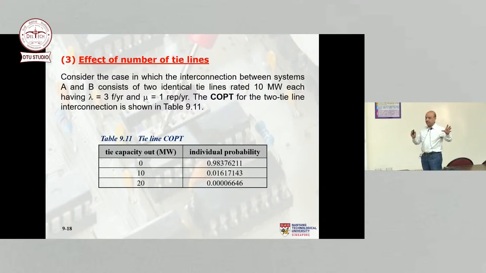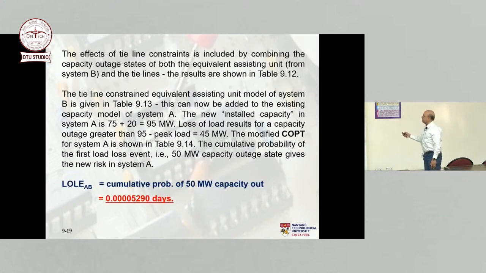So the system B model has to go through the tie line model, and then you have to get a new model of the tie line constrained capacity outage probability table, correct? So that's what we do next. The tie line constrained equivalent assisting unit model of system B is given in a table, but we'll add it to the table of system A. The new installed capacity in system A now is 95, isn't it? Because we can get 20 megawatt support from B.